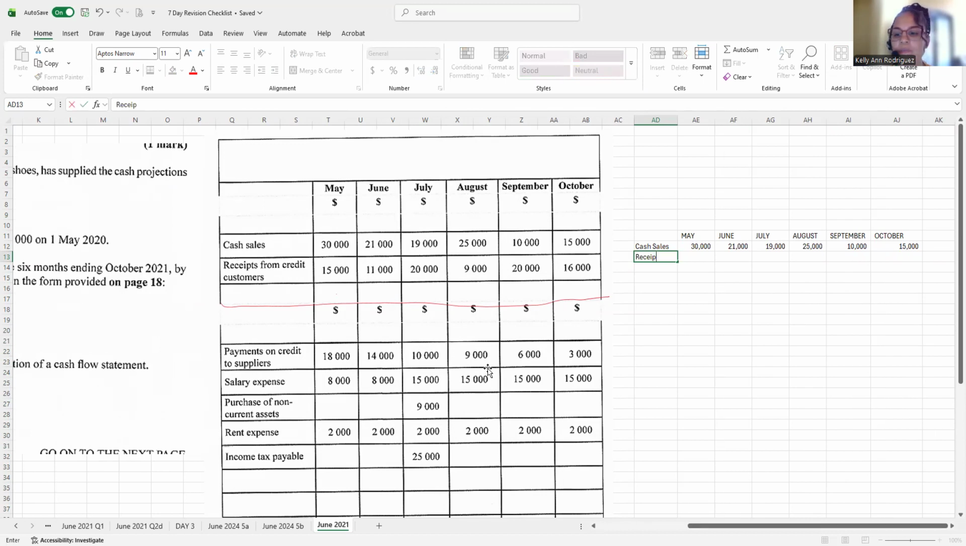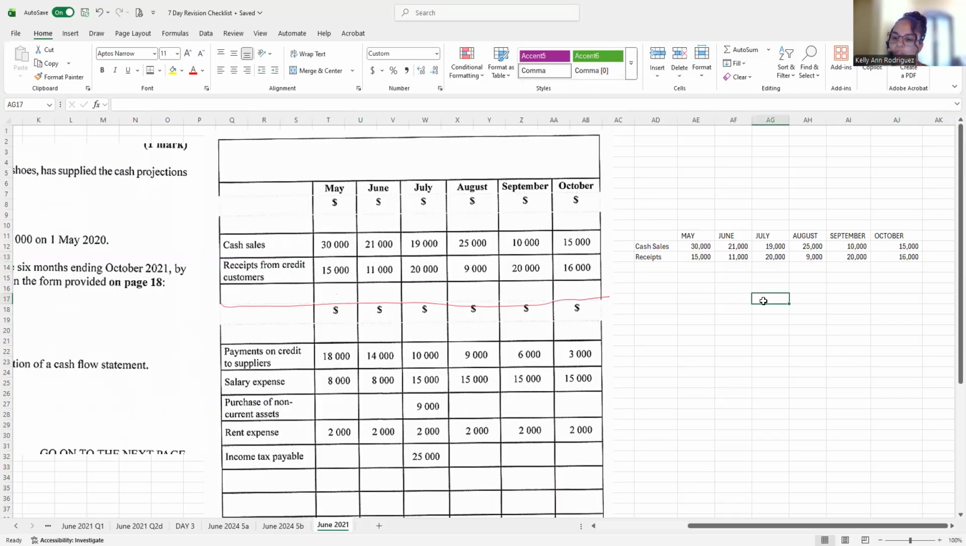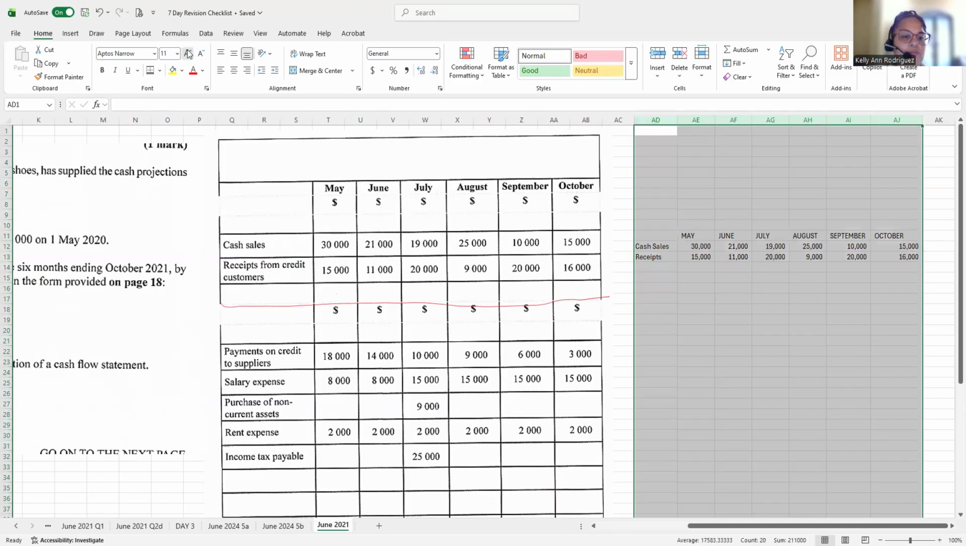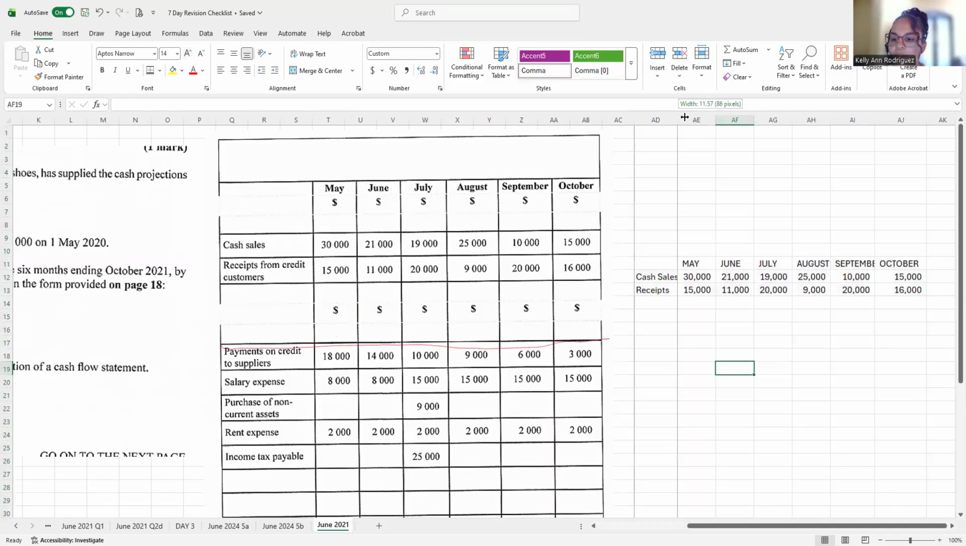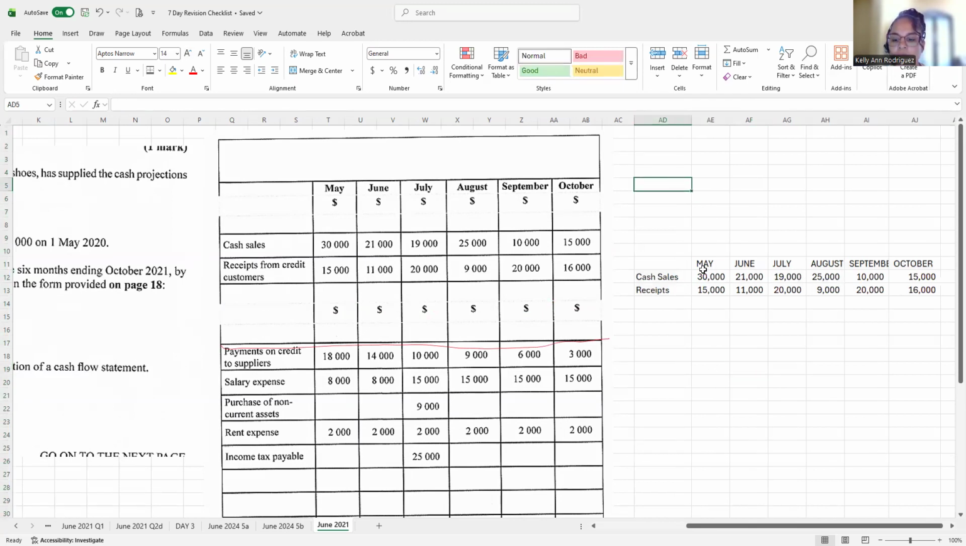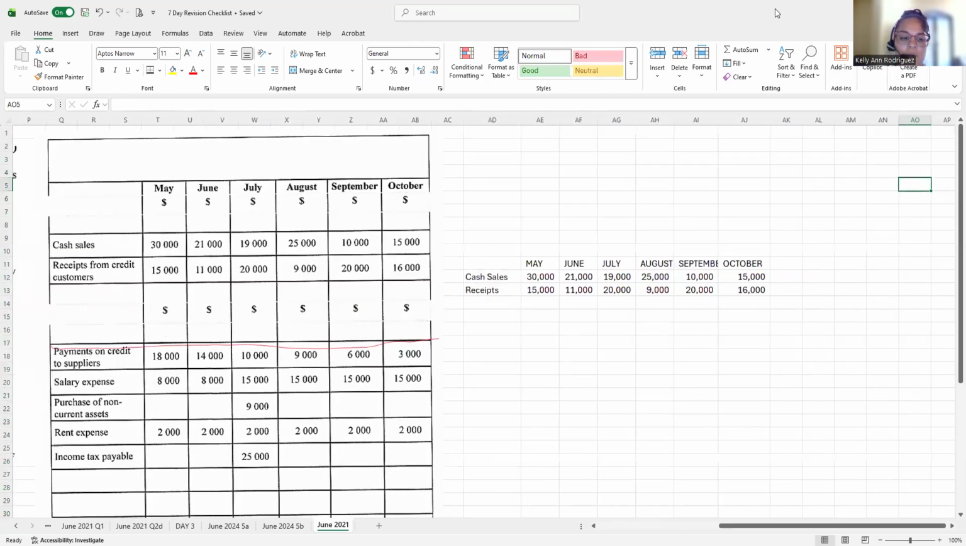So we had cash sales. We had the receipts from credit sales. So you're putting in our 15,000, 11,000, 20,000, 9,000, 20,000, and 16,000. Now I'm not just going to do this and not let you know what we are actually putting in here. Let me just increase the font size in this so that it could be a little easier for you all to read. A little better to read there, right? Good.